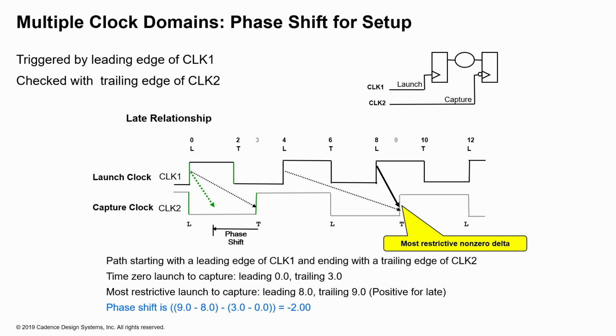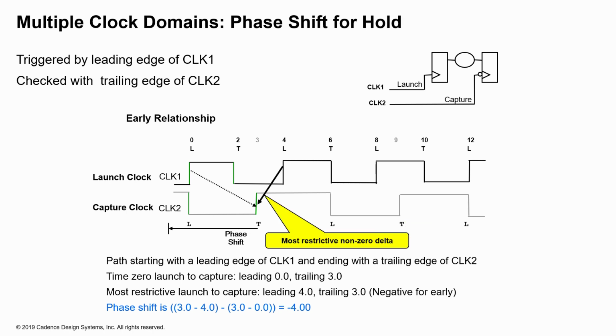If we look at the phase shift calculation, 9 minus 8, that is the CE minus LE, minus 3 minus 0, which is the C1 minus L1, and the value is minus 2. So basically you're moving the waveform a little to the left by 2 units, so that the worst case scenario is actually happening in the first clock cycle itself. So this is the phase shift for setup.